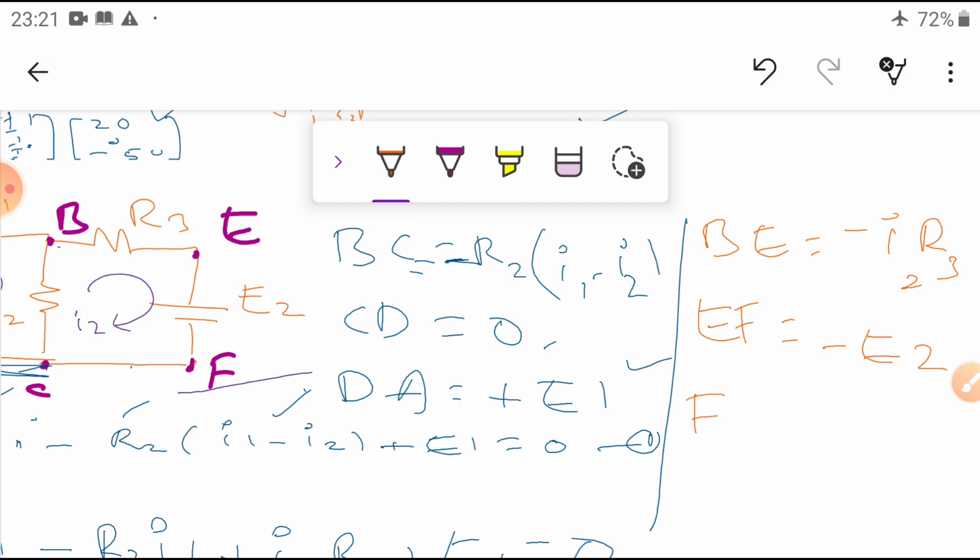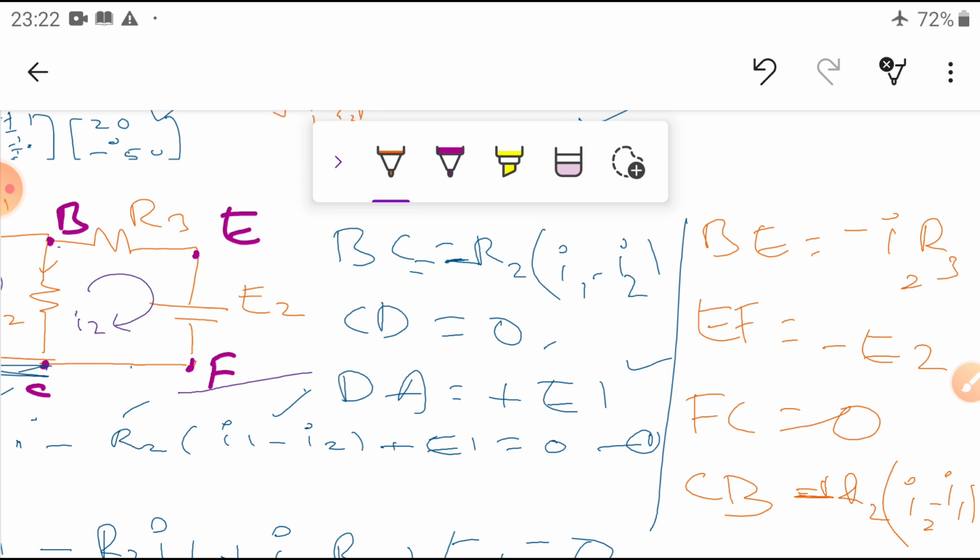Next, F to C, no drop. C to B, once again here also there is competition between the currents. In this case, you have to remember: here I1 is coming downward and I2 is going out. Now you are staying in the second loop, so first give the priority to I2. Then what is the resistance? R2 into (I2 minus I1), you take it. That is the logic you have to remember. In the previous case, when I was in the first loop, I gave the priority to I1. Once coming to the second loop, I give the priority to I2.